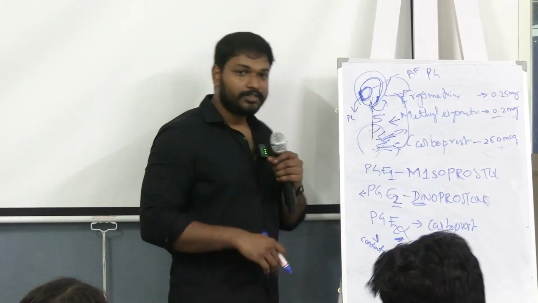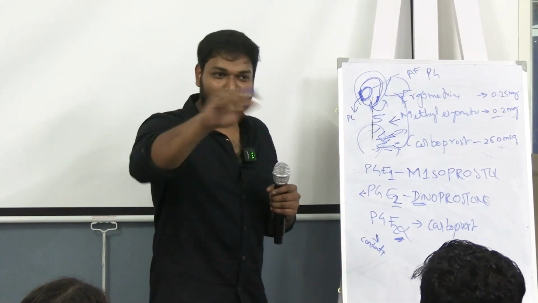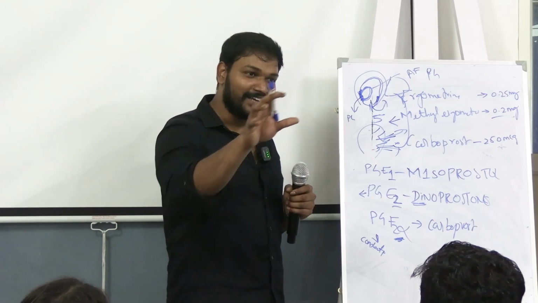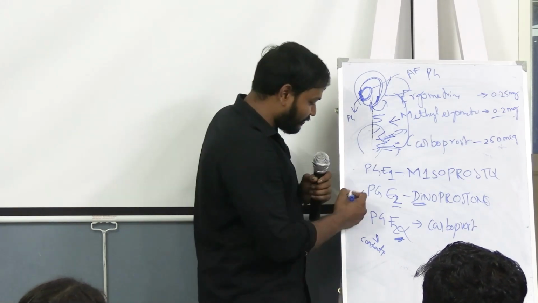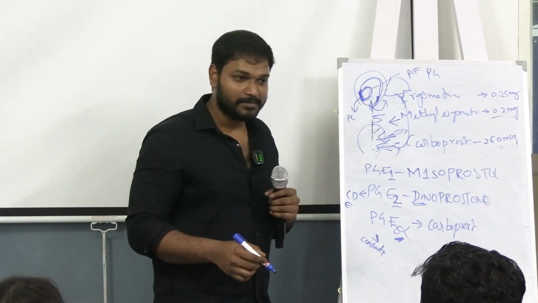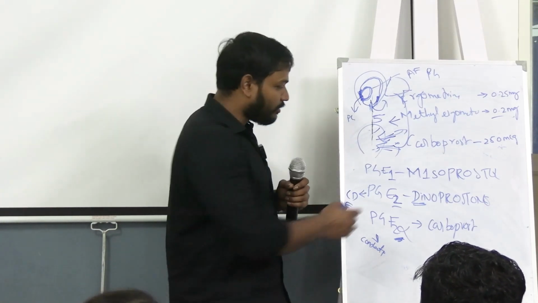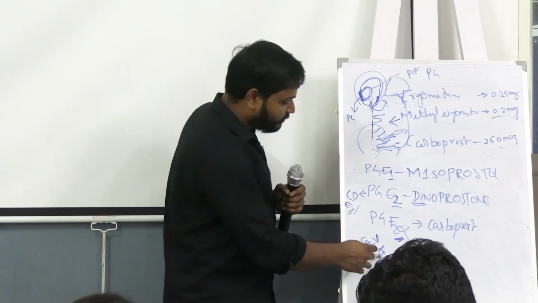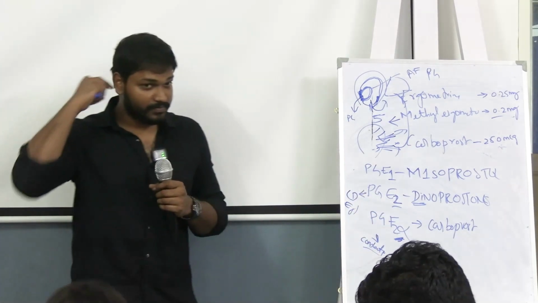What does E2 do? You say E, your mouth will get dilated. E, dilate. So this will cause cervical dilation and effacement. E for effacement. This causes cervical effacement and cervical dilation. F2 causes contraction.